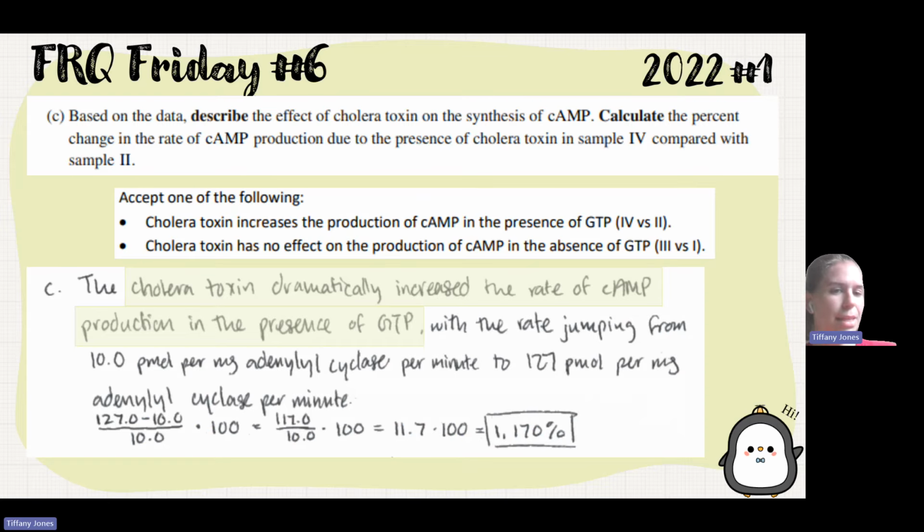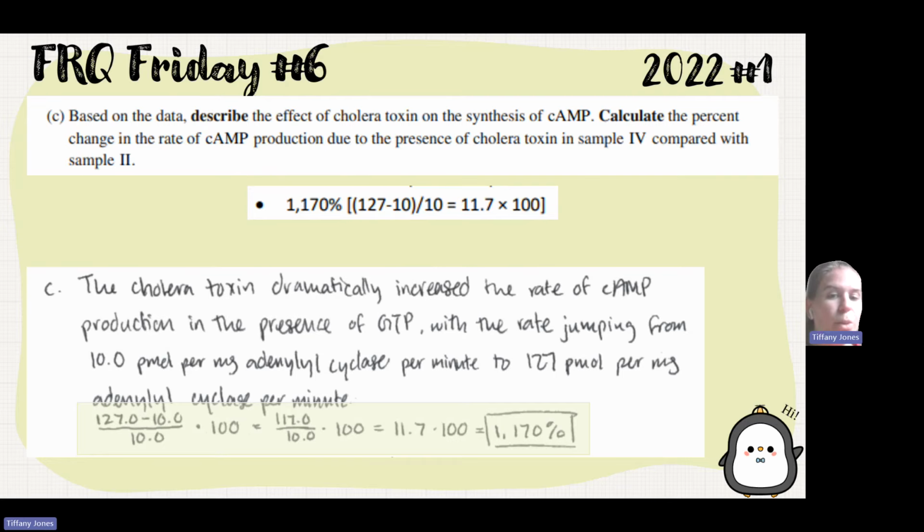So the student said this. They said cholera toxin dramatically increases the rate of cyclic AMP production in the presence of GTP. They also did their calculation and they showed that it was 1,170. Should you write this in a complete sentence also? Yeah, you probably should, just to ensure you get the point. But this apparently was accepted without having a complete sentence, but I wouldn't gamble it.